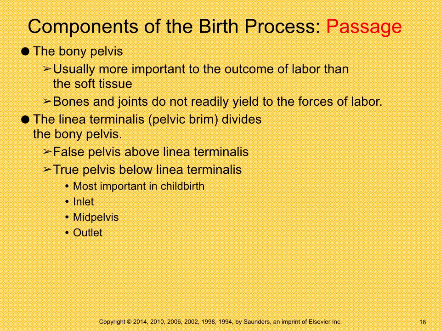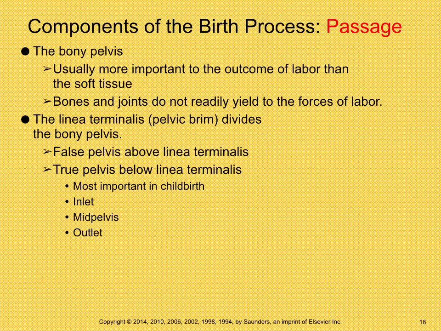Other components of the birth process include the passageway. So we talk about the bony pelvis, and in class we got to see an example of a pelvis, and we talked a little bit about a true pelvis versus a false pelvis. Usually more important to the outcome of labor than the soft tissues, the bony pelvis, the bones and the joints do not readily yield to the forces of labor. The pelvic brim divides the bony pelvis, and we can see better pictures of this in the following slide: the false pelvis above the linea terminalis and the true pelvis below the linea terminalis. And we saw that in our model as well.